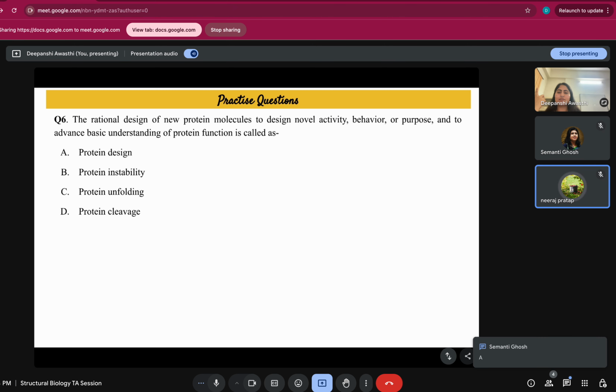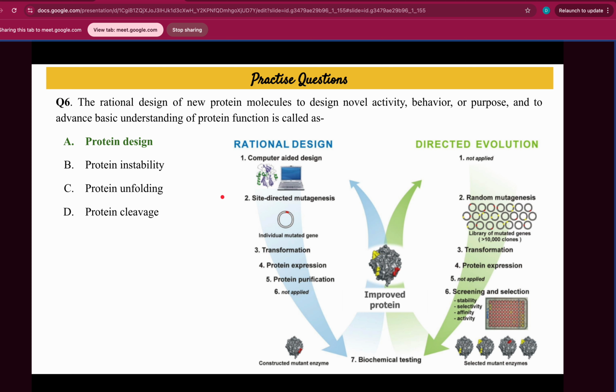Okay, we are seeing option A. Yeah, right. So we've already seen that the rational design comes under protein design, in which we use computer-aided information. So we already have all the structural information of the protein and simply we perform certain site-directed mutagenesis and we change its functions and properties.